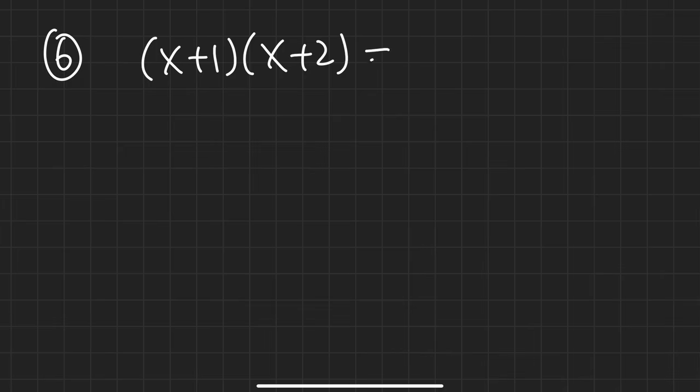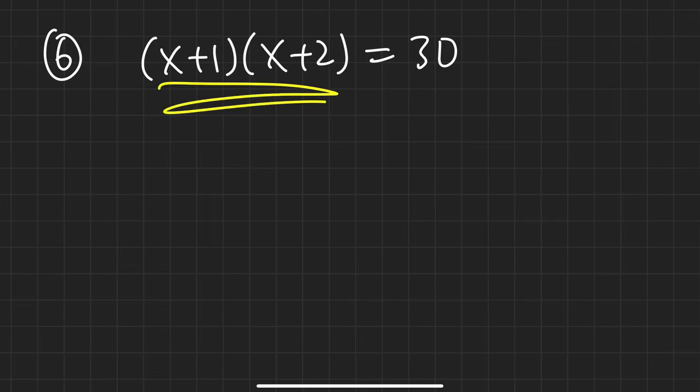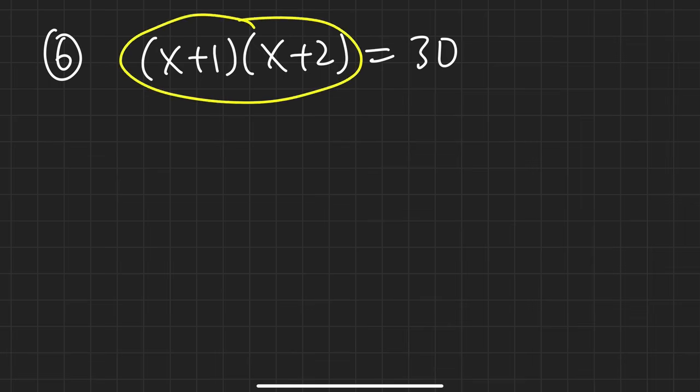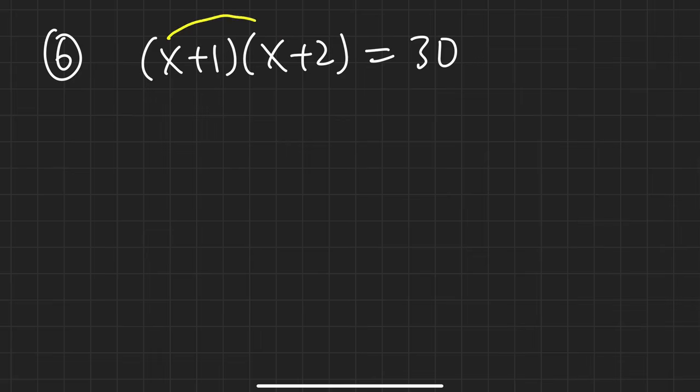Number 6, x plus 1 times x plus 2 is equal to 30. Okay, it seems like they factored it for us, right? Because we have two sets of parentheses. But no, right here on the right hand side, this is equal to 30. It's not equal to 0. Even though we have a 0 here, this is really 30. That's not what we want. So to take care of this, we will actually have to multiply this out first. To do so, let's FOIL it out.